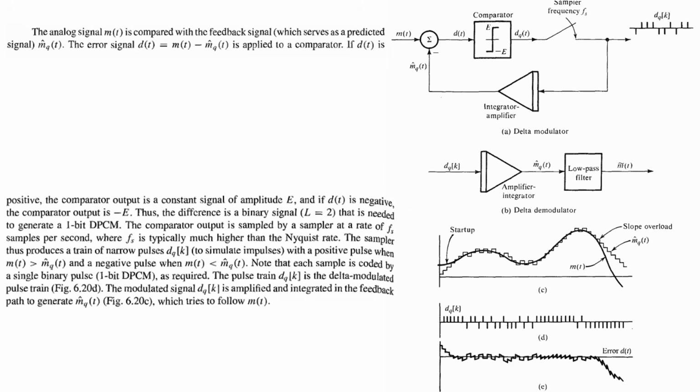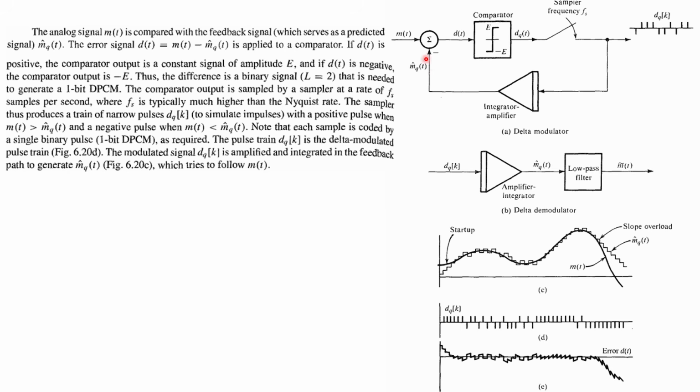So here you can find out the major thing: a comparator is there, a sampler is there, and then an integrator. Based on the previous information it can integrate, and then you can send the information using this.